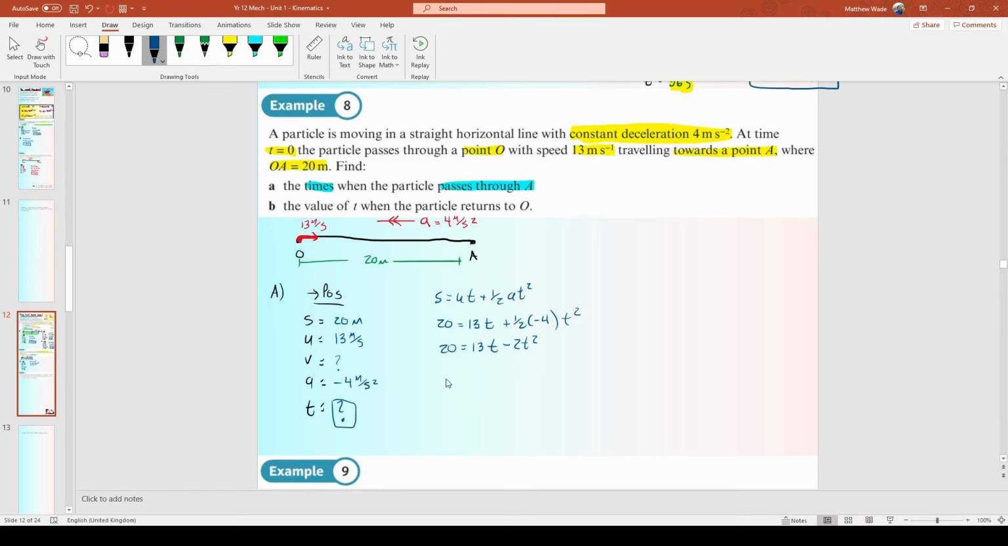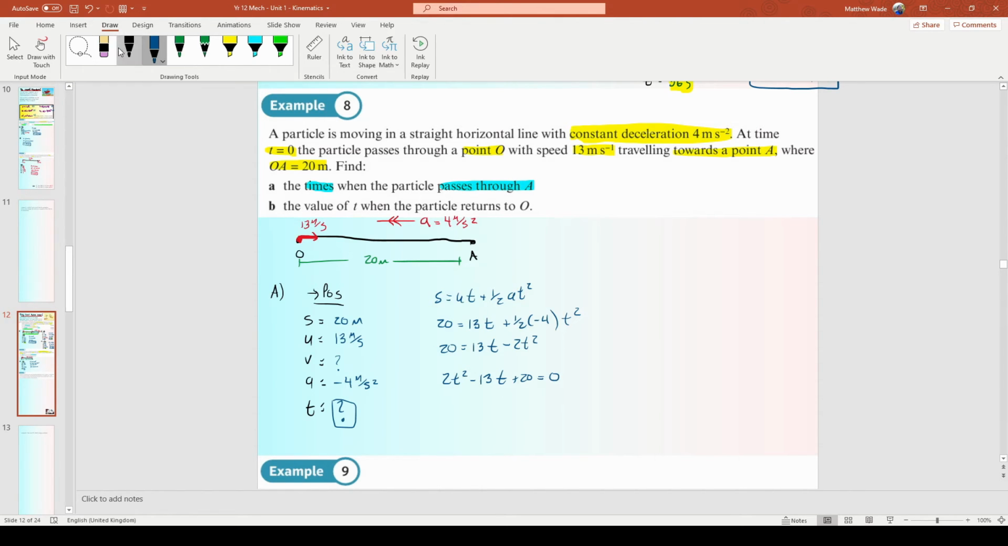Put everything together on one side. 2t squared minus 13t plus 20 equals 0. I moved it all left. Wouldn't it be wonderful if this actually factorized? Is there two numbers that times to make 40, but add to make minus 13? Oh, there is. Oh my god, yeah, there is. Okay, sick.